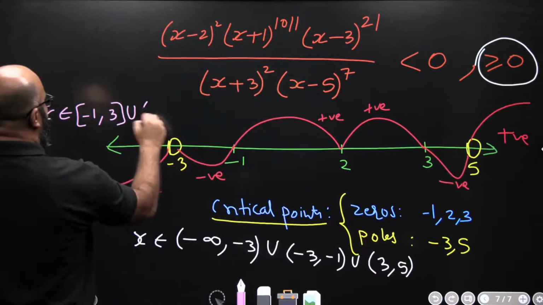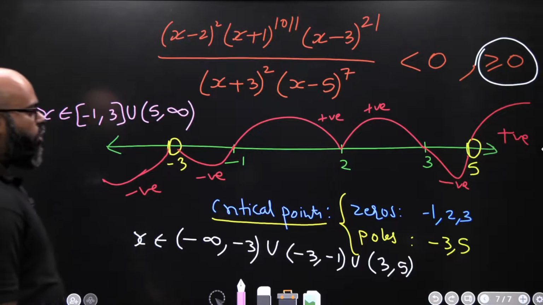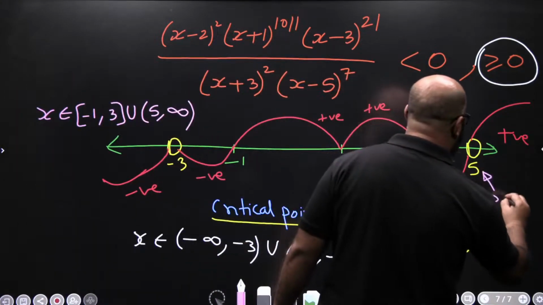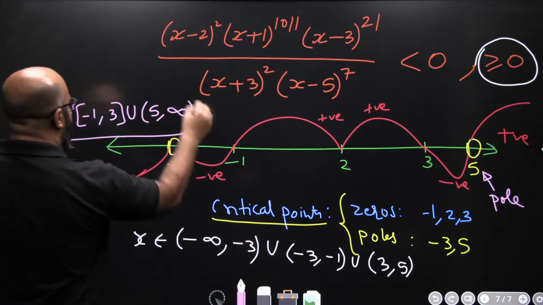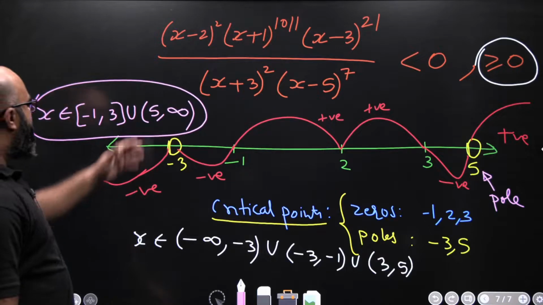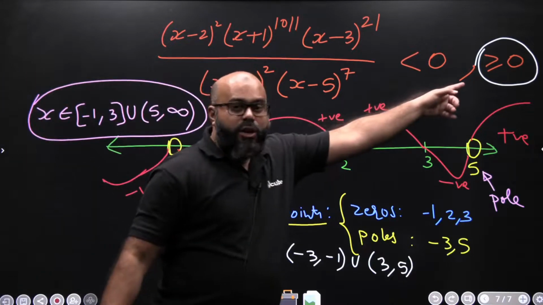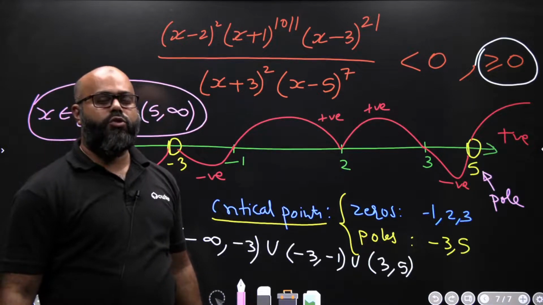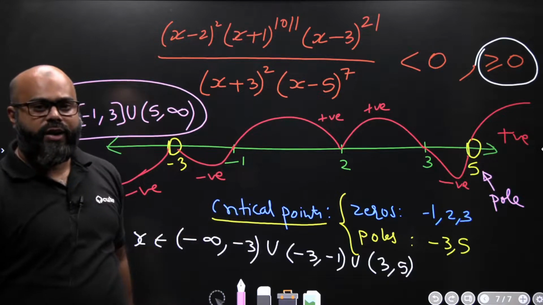So 5 is not included. So 5 to infinity. 5 is not included because it is a pole. So this pole is not included in any case. So this would be our answer. Generally this is a mistake. Students include 5 also, thinking that it is greater than or equal to 0, but equal to 0 won't include a pole. It will definitely include zeros but not poles, because the denominator will make the function undefined.